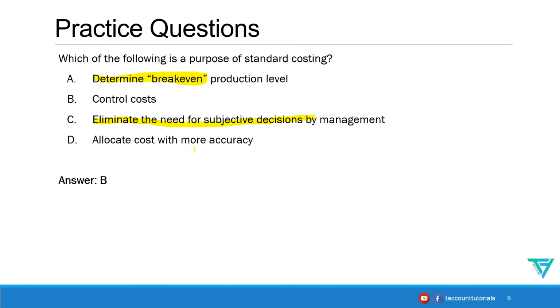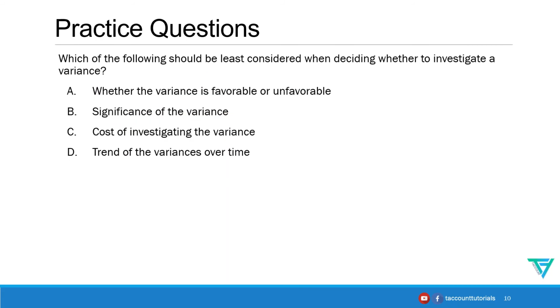And then lastly, allocate costs with more accuracy. Again, cost allocation is not the main purpose of a standard costing system. It can only be considered one of the aspects which is more directed towards job order costing or a process costing system, which provides cost allocation. All right. Next theory practice question.